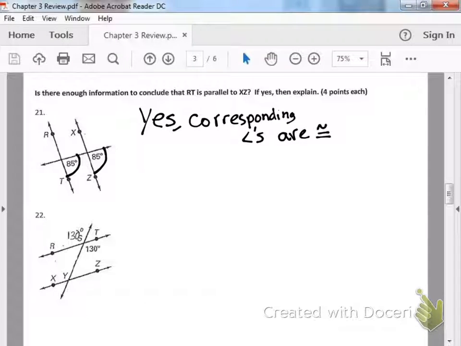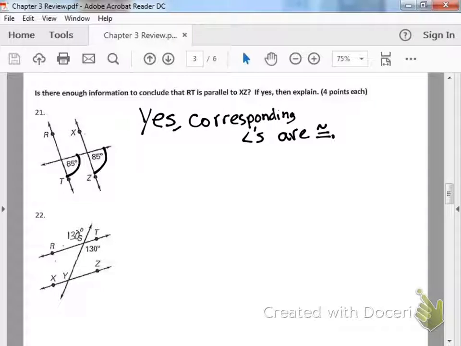Now, every year someone tries to take a little shortcut on this section and they get it wrong. I need both pieces of information, that these are corresponding angles and that they're congruent, okay? Don't just say yes congruent or yes corresponding. I need to know what type of angles and what's so special about them. They're corresponding and they're congruent. Remember, alternate interiors can be congruent, alternate exteriors can be congruent, or you can be looking at same side interiors, and those need to add to 180.